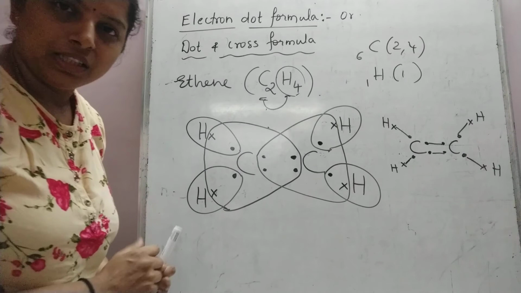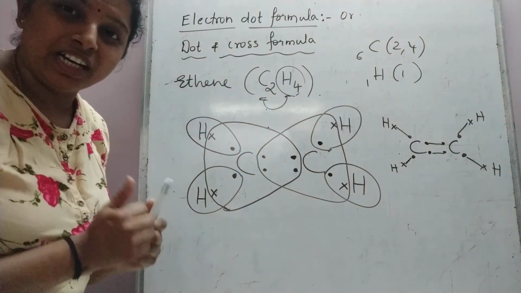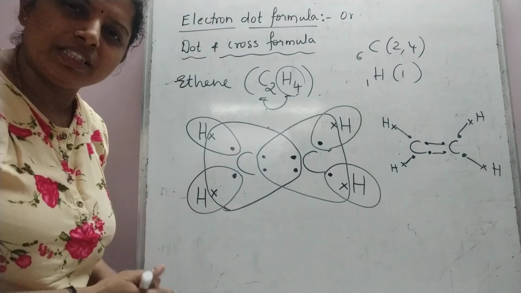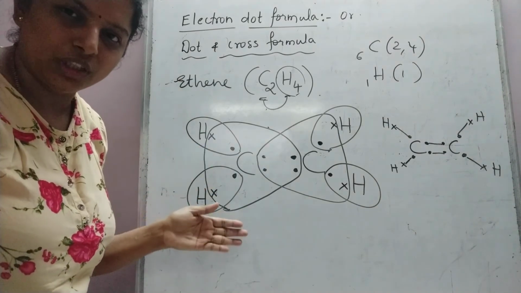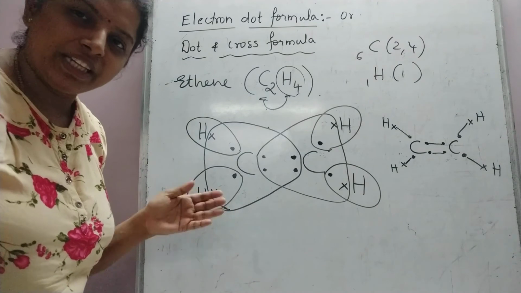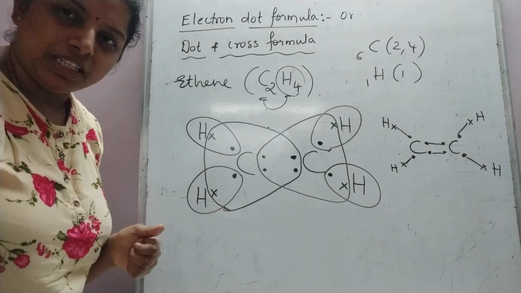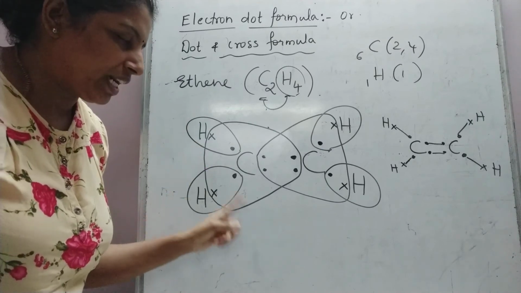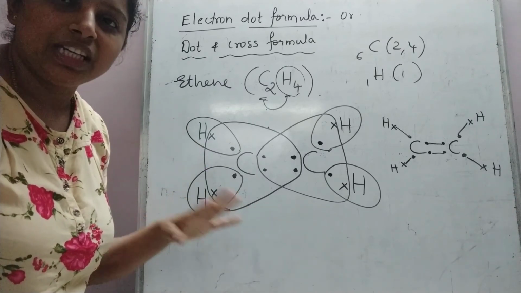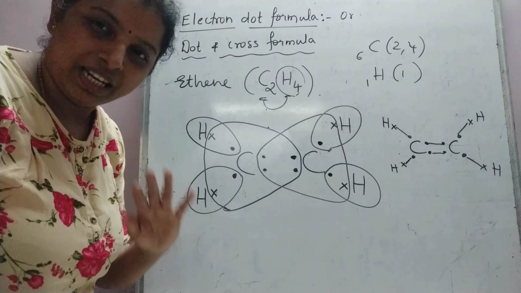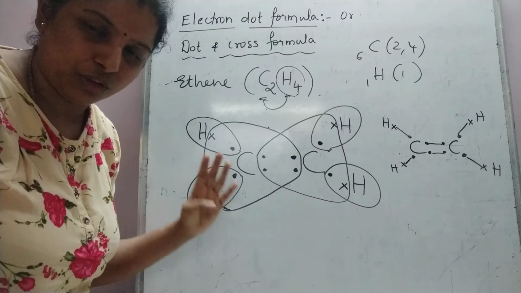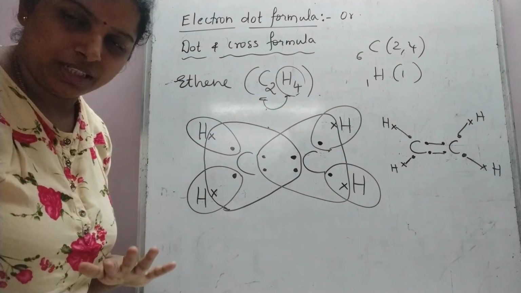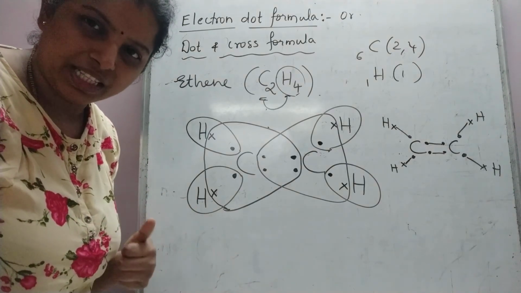Is this clear? I hope you have understood this dot and cross formula, or electron dot formula. In a similar manner, you can draw the dot and cross formula for any given structure. Remember, while writing the dot and cross formula, you will consider only the valence electrons: 4 valence electrons around each carbon atom and 1 electron of each hydrogen atom. Is this clear? Yes.